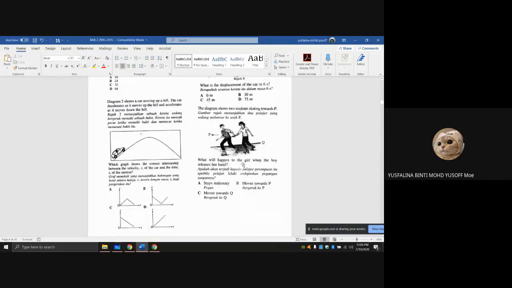Okay, the next one. The diagram shows two students skating towards P. What will happen to the girl when the boy releases her hand? Where is the direction of the girl? Whether it will stay stationary, move toward P or move toward Q. So of course the answer is move toward P.